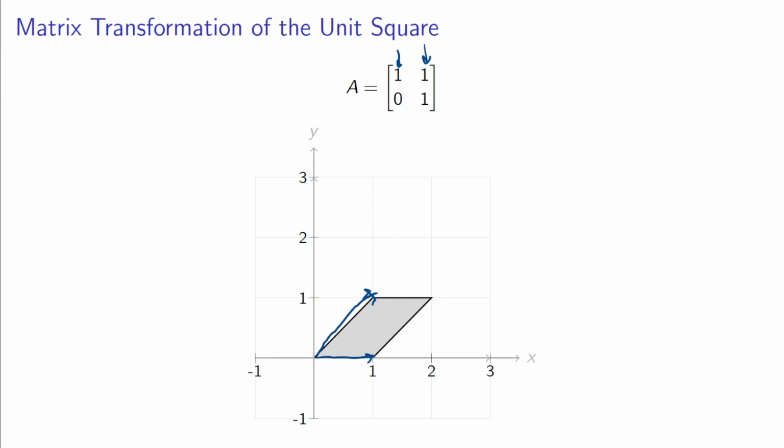Now, if we were to compute the area of this parallelogram, we would do our base times height. The height here is 1. The base here is 1. So the area of this parallelogram is base times height, which is 1 times 1, which is just 1. If we take the determinant of the matrix A, we'd get 1 times 1 minus 0 times 1, AD minus BC, which is just 1.